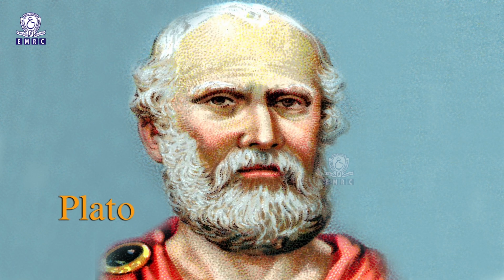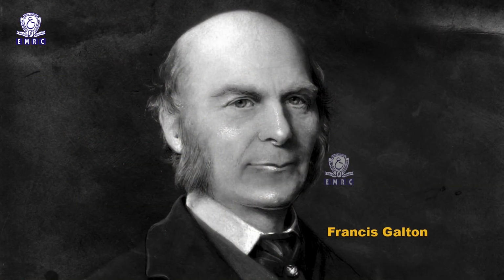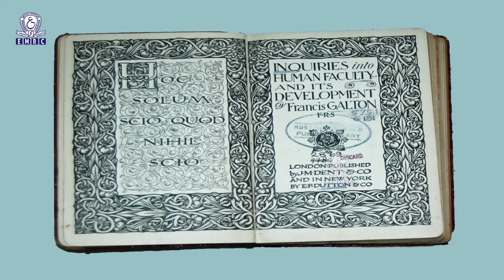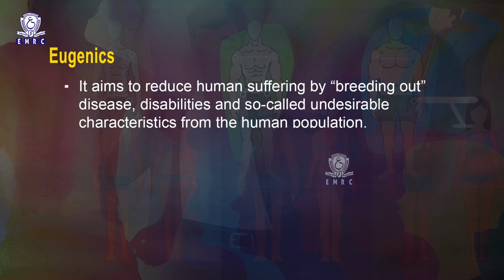The ancient Greek philosopher Plato may have been the first person to promote the idea, although the term eugenics didn't come onto the scene until British scholar Sir Francis Galton coined it in the year 1883 in his book Enquiries into Human Faculty and its Development. Eugenics is the practice or advocacy of improving the human species by selectively mating people with specific desirable hereditary traits.